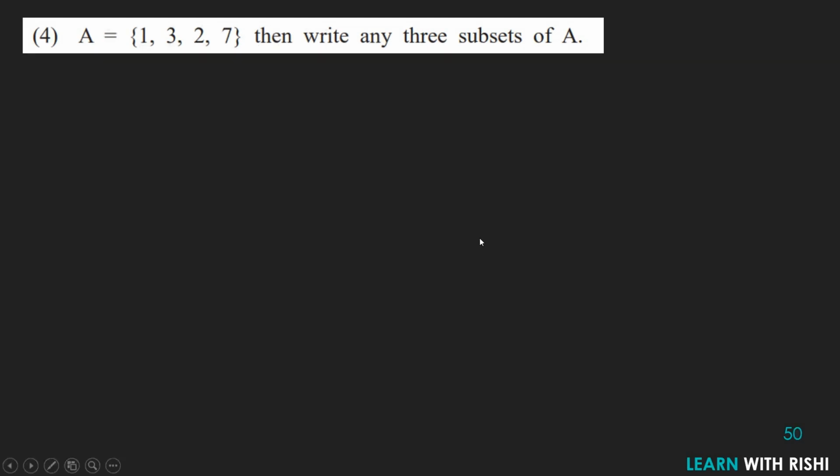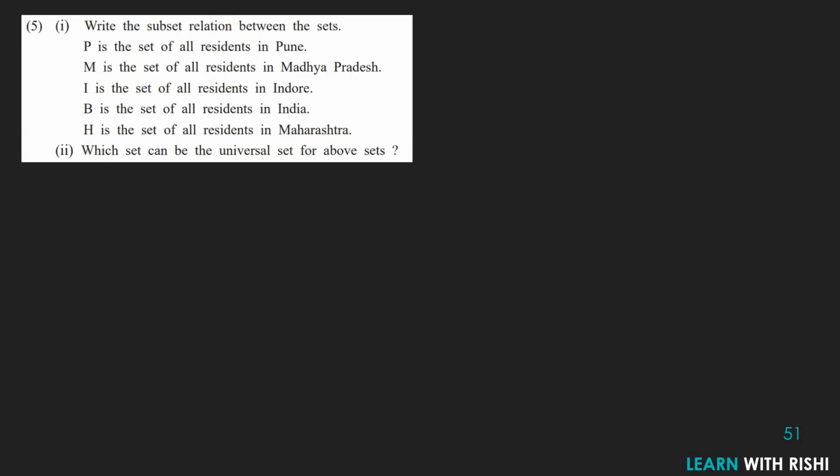Let us move to question number 5. Write the subset relation between the sets. P is the set of all residents in Pune. M is the set of all residents in Madhya Pradesh. I is the set of all residents in Indore. B is the set of all residents in India. H is the set of all residents in Maharashtra. They have given us 5 sets and we have to write the subset relation. And in the second question, they have asked which set can be the universal set.